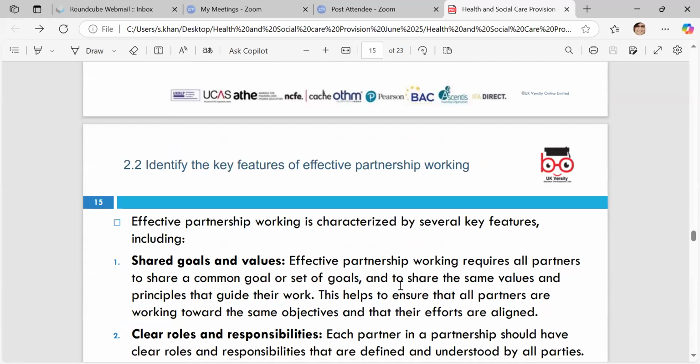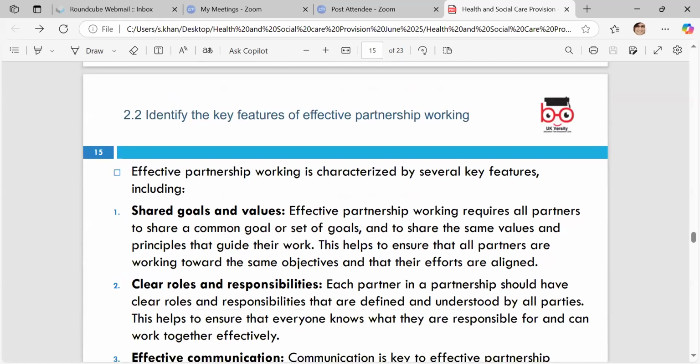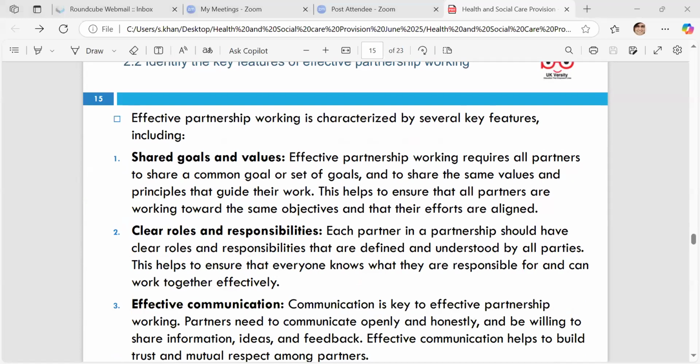2.2, identify the key features of effective partnership work. So here we're looking at effective partnership work and the key features. When you look at effective partnerships, there are several key features. The first one being shared goals and values. Here, partners must agree on a common objective and a shared vision for the partnership. They must ensure everyone is working towards the same purpose and contribute effectively. And they must align values and help build a foundation of trust and mutual understanding.